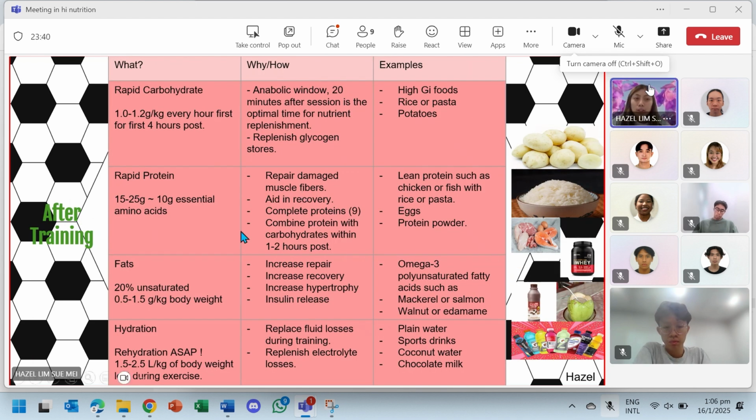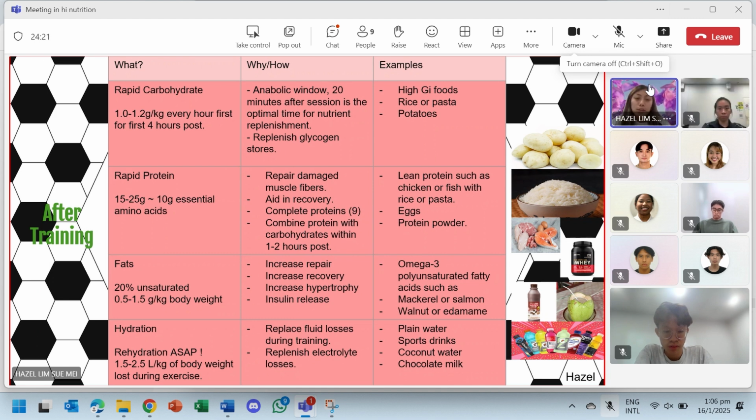So this is for after training. After the training, within the 20 minute anabolic window, it is very important to consume carbohydrates and protein. This is important to replenish glycogen stores and help repair your damaged muscle fibers, which will also aid in recovery. For carbohydrates, include high GI foods such as rice or pasta and white potato. For protein, include lean protein such as chicken or fish, which was already mentioned just now, or you can also have protein powder.